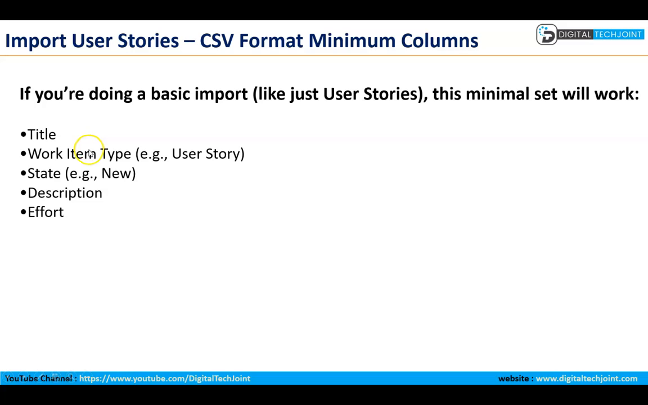So what we can do is create a few columns. As I told you, these are the required columns. We can add some columns like title, work item, state, description, effort, and then see how we can import it into our Azure boards. So let us create one Excel sheet in CSV format and do that in the practical section. So let's head to the portal and see how things work.